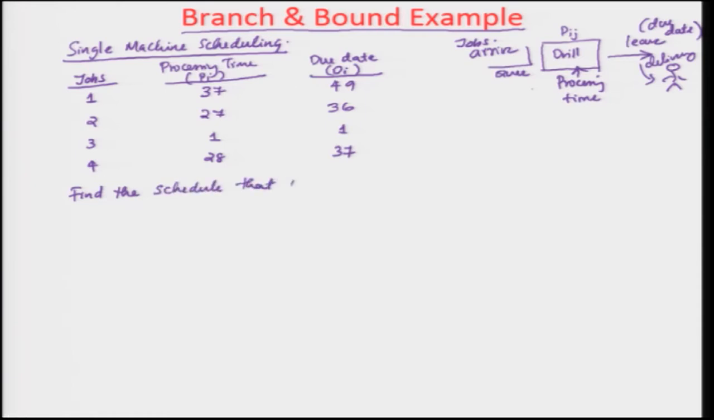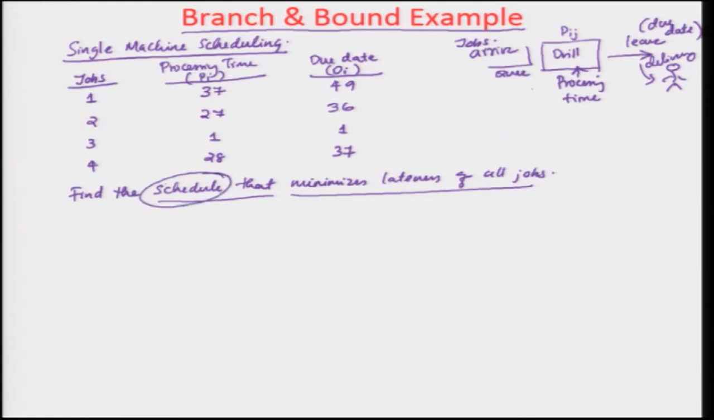Now, the question here is, we can schedule it in many ways, but find the schedule that minimizes lateness of all jobs. So, what we want to do is find the production schedule, or find the sequence, let us call it a sequence for the time being. Schedule and sequence, there is only a small difference. Sequence means there are 4 jobs. The Roman numerals are sequence positions, and we have to decide which job will go into which sequence position.